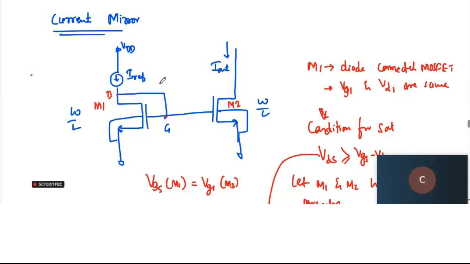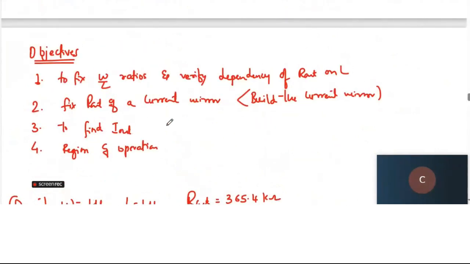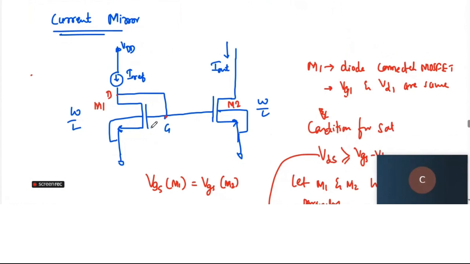We will try to verify this entire observation by building the schematic, and see how exactly it is going to mirror, and what the dependence of I out on I ref is. If I keep changing the parameters of both MOSFETs, what impact will it have on I out? All these things we'll understand when we address the other two objectives, basically to build the current mirror and to find the output current, I out.